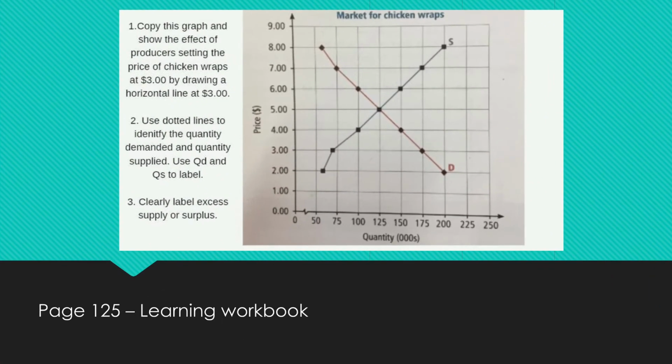So the graph that we can see on this page is for the market of chicken wraps. So we have our market demand curve and our market supply curve. In this case, we have already been given the curves, and the questions that we now are going to answer is number 1, showing the price of $3. Number 2, showing the new quantities, which will be quantity demanded and the quantity supplied, and then clearly labeling the excess supply or surplus. So remember that in a market, when it is not at equilibrium, we are either going to have a surplus or a shortage.